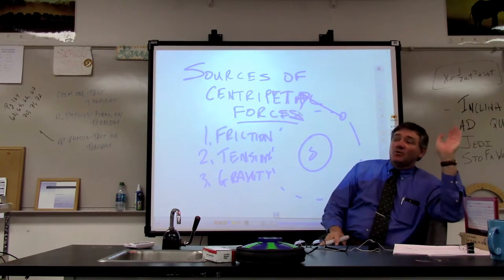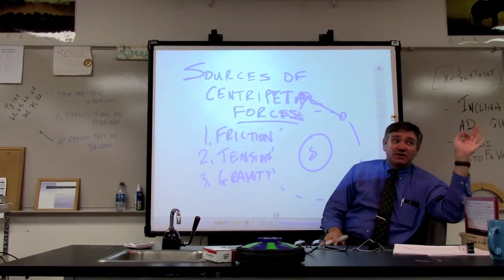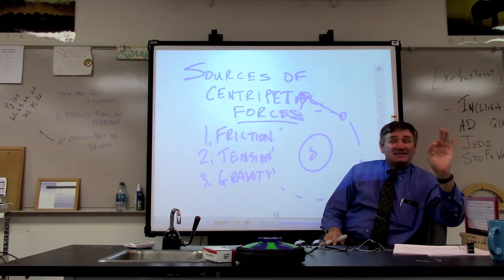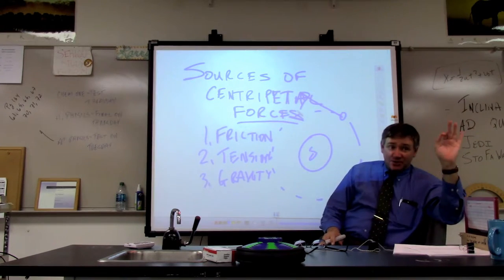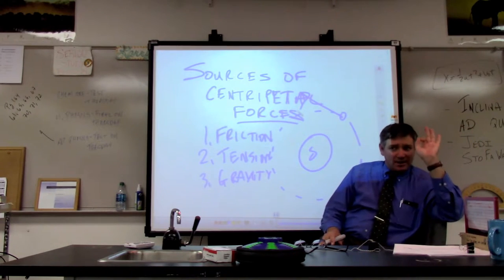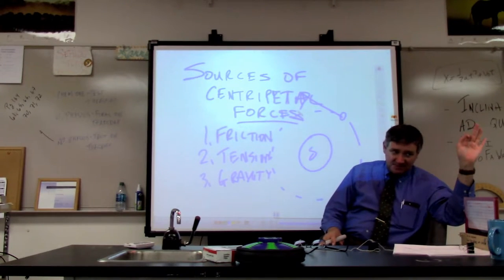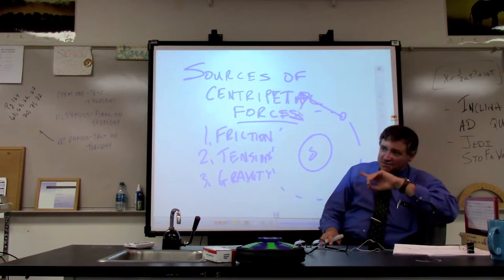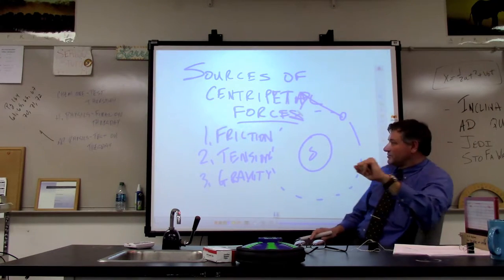So we want to accelerate towards the sun. That's a good thing. The alternative is that we go in a straight line and we get real cold and real dark real fast. So this is a good thing that we're accelerating towards the sun.